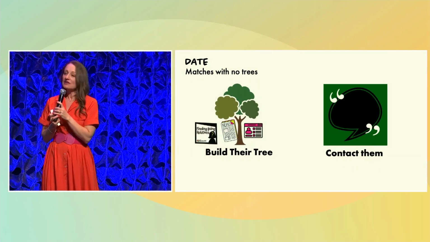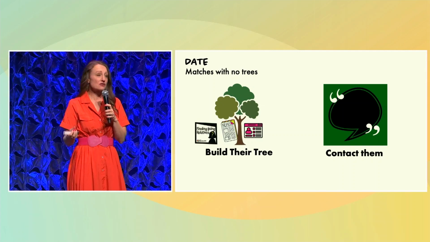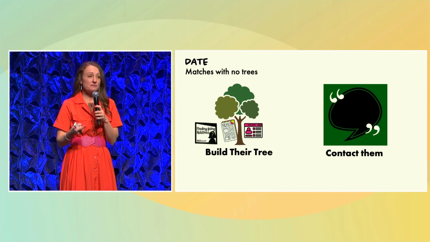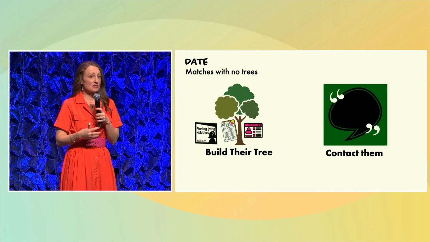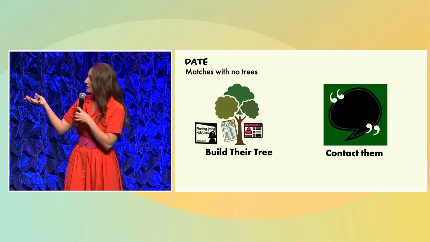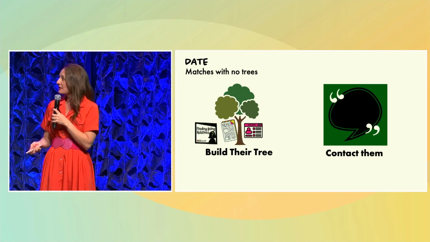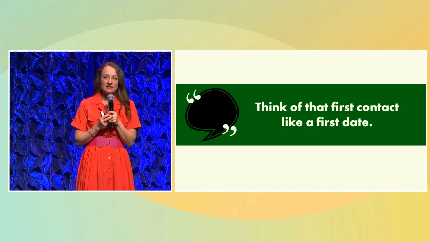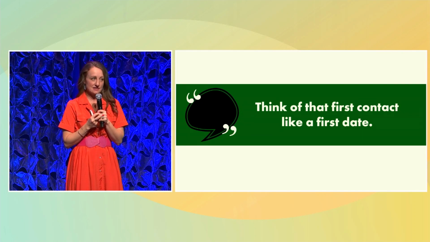So these are, again, matches with no tree. And your choice is to build their tree, again, by looking them up on social media, finding them on people finding websites, and figuring out who their parents were and their grandparents were. It's a whole deal. Or you can contact them. So contacting them could prove to be useful. But what I want you to do is think about that first contact like a first date.